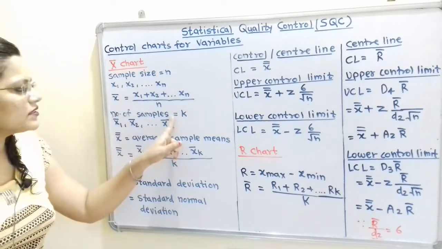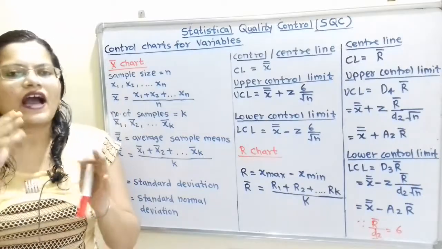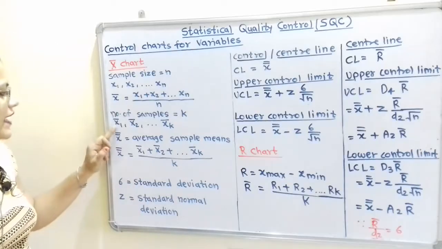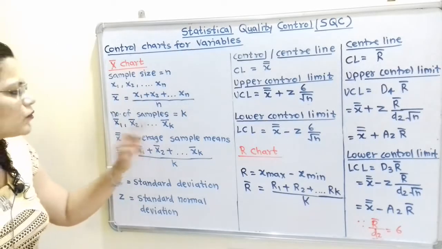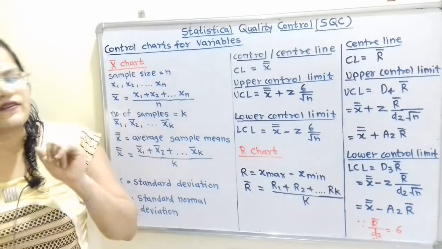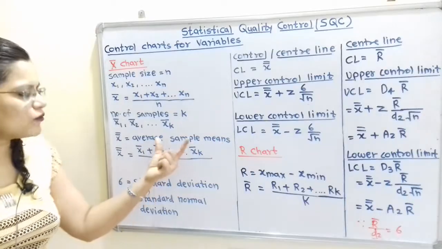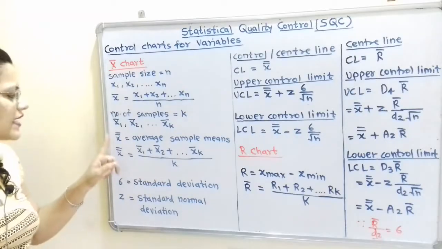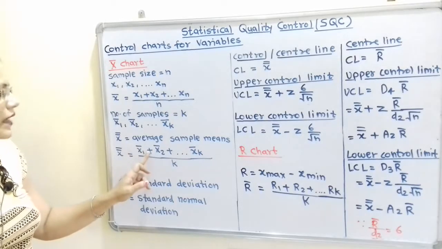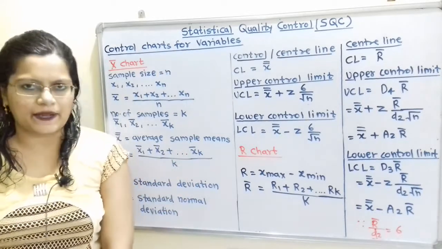If we consider the number of samples equal to k, then how to write the average for each sample? We can write x1 bar, x2 bar up to xk bar. Now for the averages of the samples, again we have to calculate the average of the sample means. The notation is x double bar, and x double bar is equal to x1 bar plus x2 bar plus up to xk bar divided by k.